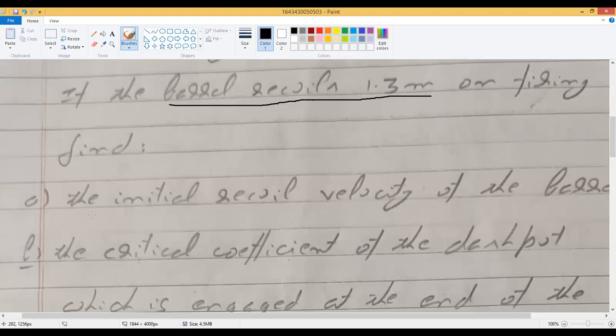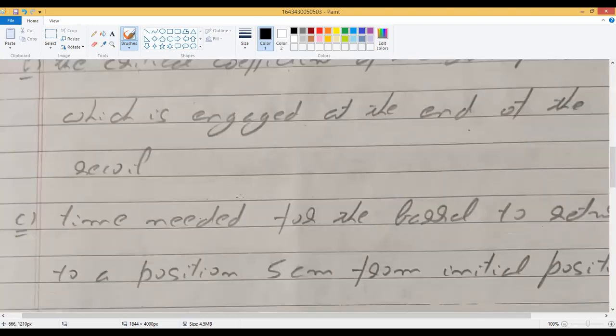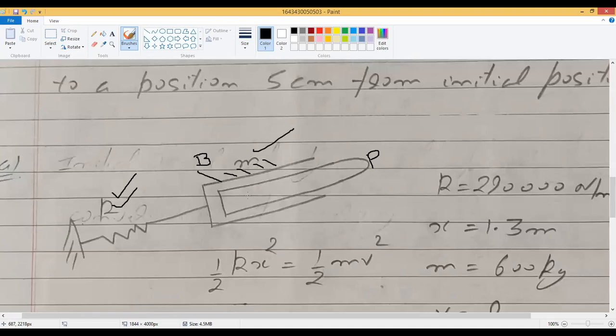The first problem is to find the initial recoil velocity of the barrel. So let me come to the figure once again. This particular barrel has been attached to a spring, and the barrel recoils through a distance of 1.3 meter. That is this thing over here.